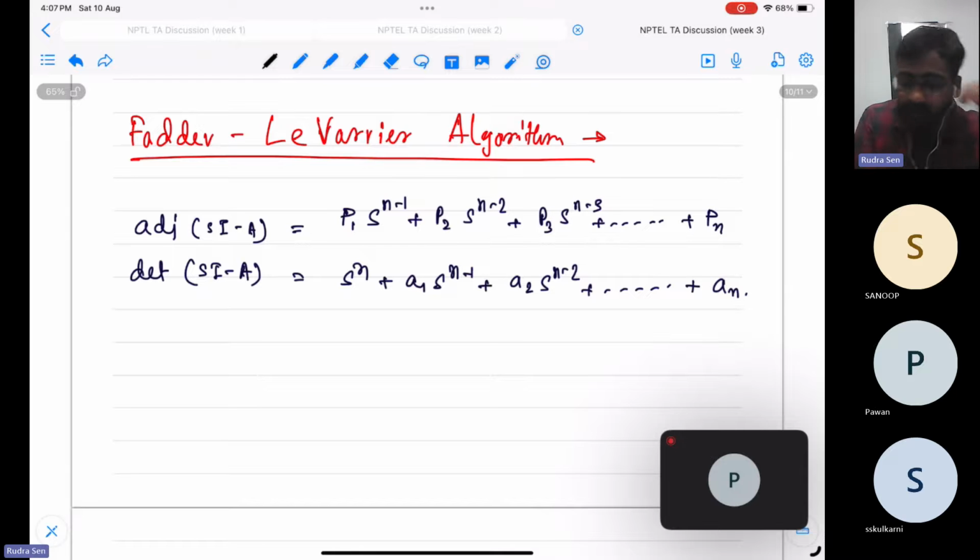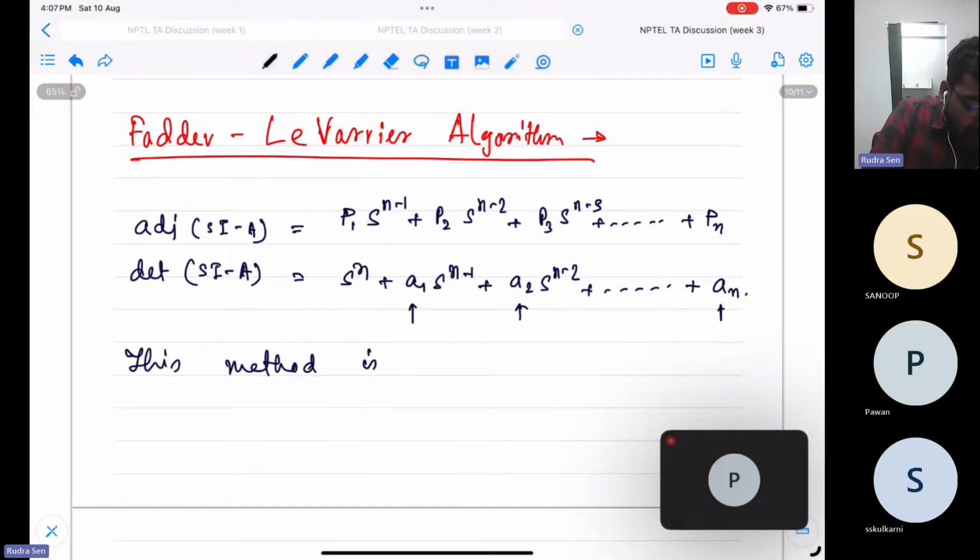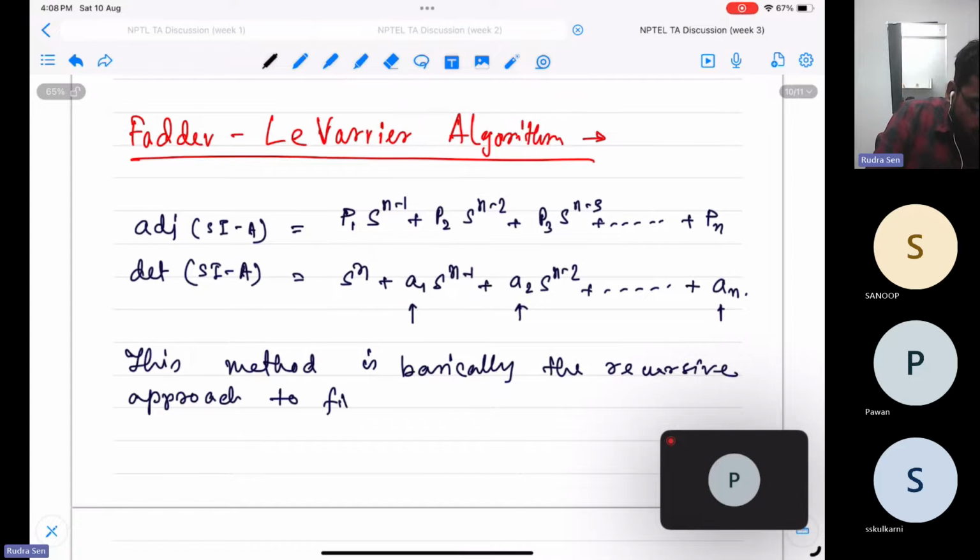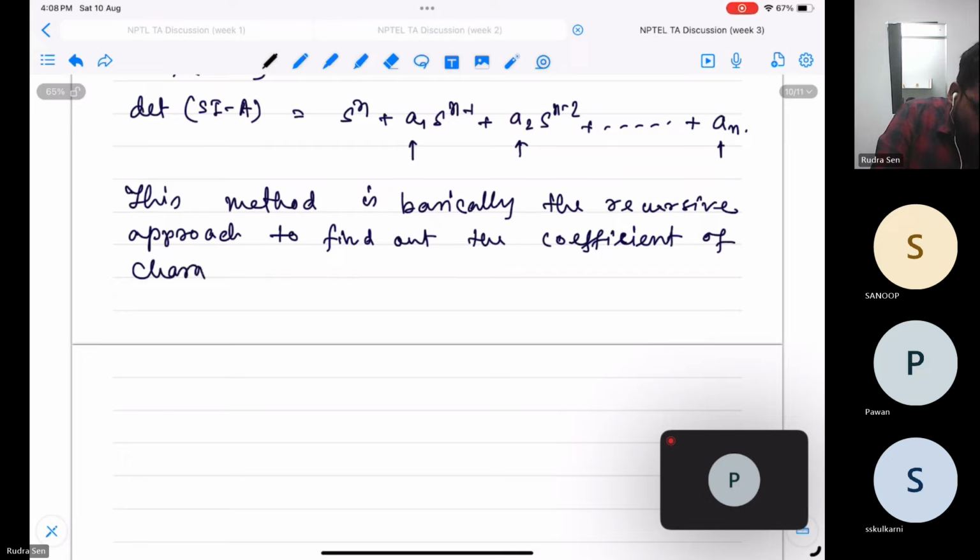So this method is basically the recursive approach to find out the coefficients of the characteristic equation.